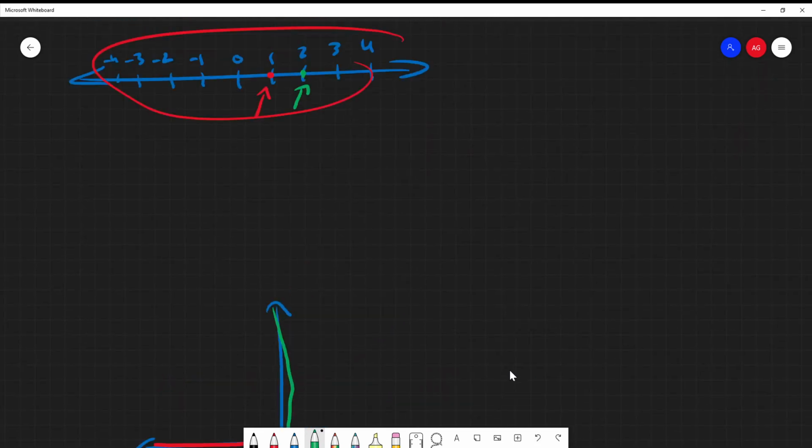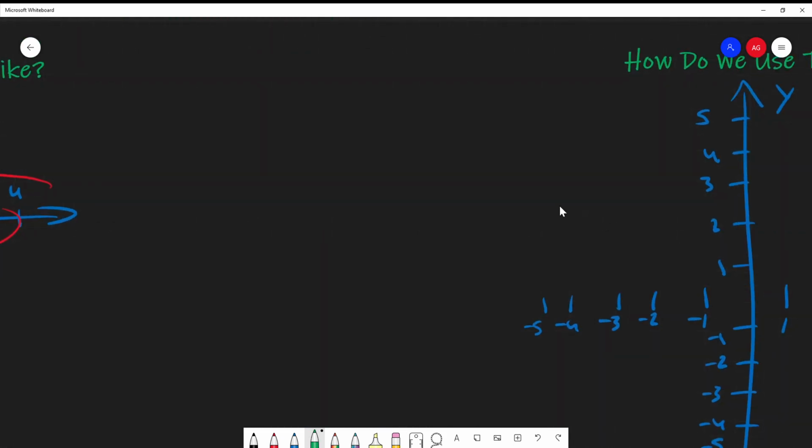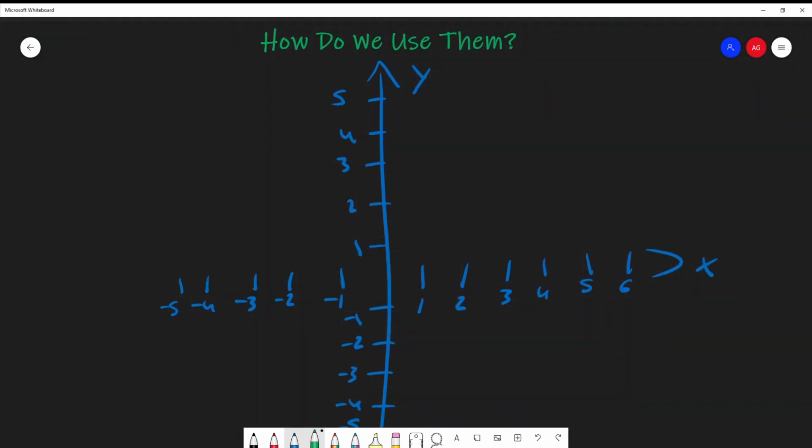So let's try plotting our input and output. We know that our input is x is equal to 1, and we know that our output is y equals 2. So our input goes onto our horizontal number line, this line we have right here. So let's mark it where the 1 is. Our output goes on the vertical number line, this one that we have right here. So let's mark that.